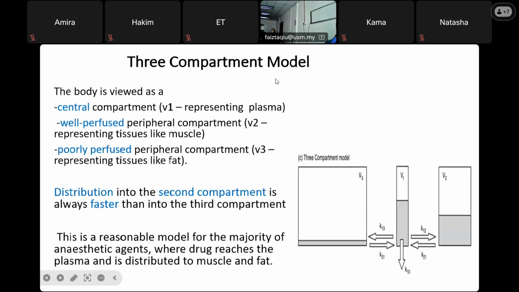For three compartment models, the body is viewed as a central compartment, which is V1, and two peripheral compartments. V2 is the vessel-rich group, and V3 is the vessel-poor group. Distribution into the second compartment is always faster compared to the vessel-poor group. This is a reasonable model for the majority of anesthetic agents, where the drug reaches the plasma and distributes to the muscle and fat.